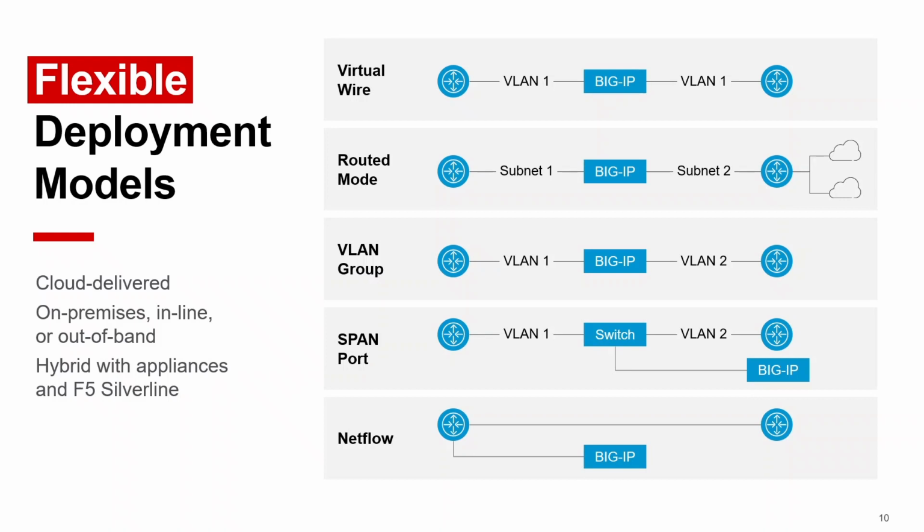The third deployment option is the out of band. In this option, we have two modes: the SPAN port, in which a copy of the traffic is sent to the BIG-IP using a SPAN port in the switch, and there is the NetFlow mode, in which the BIG-IP collects traffic flows from the routers to have visibility over the traffic and to be able to detect DDoS attacks.